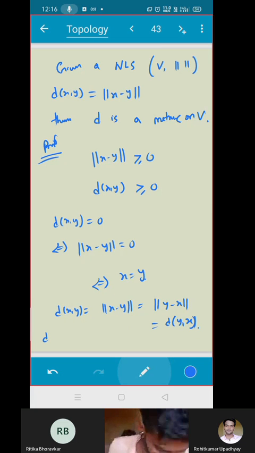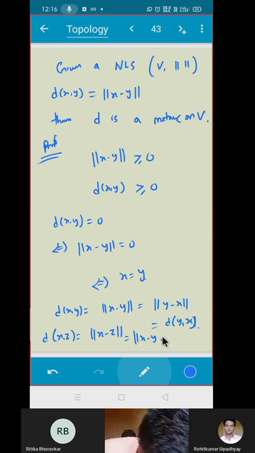Triangle inequality. We have already stated it in the last slide, correct? So d of x z, what is that? Norm x minus z. So I am going to add and subtract y. So that will be the norm of x minus y plus y minus z.